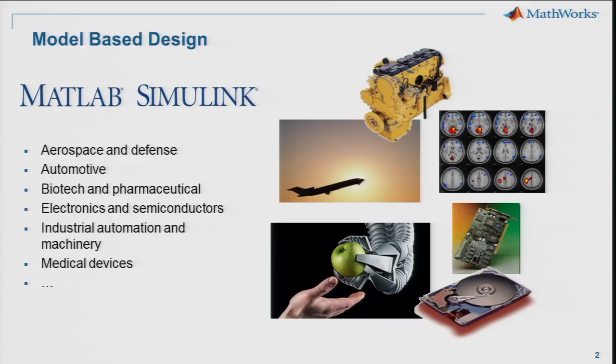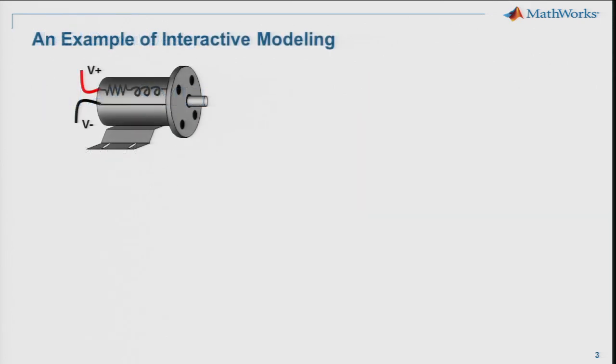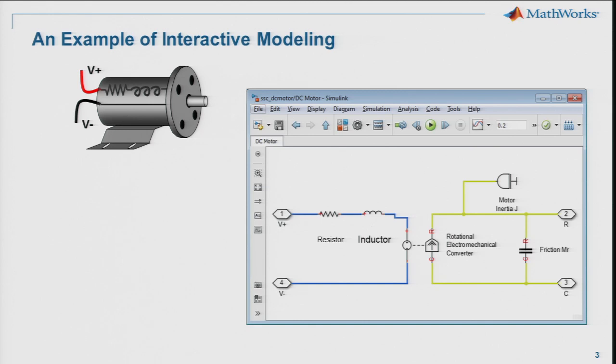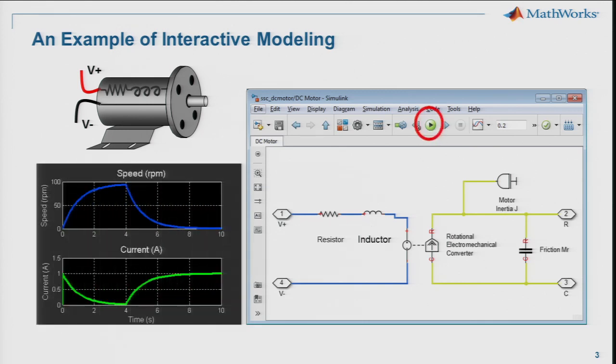MathWorks provides multi-domain model-based design for systems from multiple industries. Specifically, to model a system like this DC motor from the physical modeling domain, we will first build a Simulink model and click this button. The model will get compiled and executed to get the results.